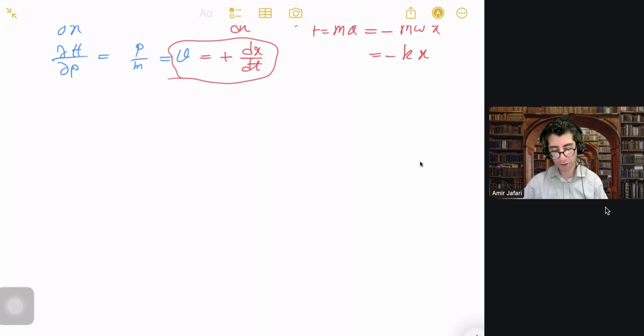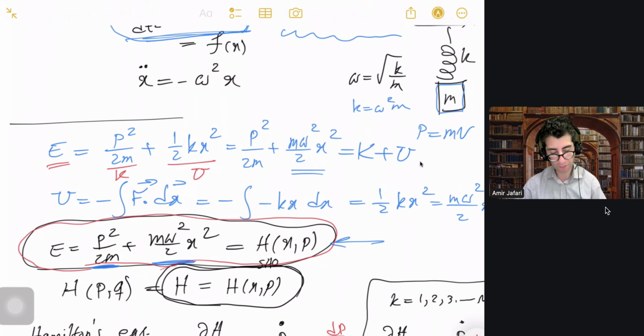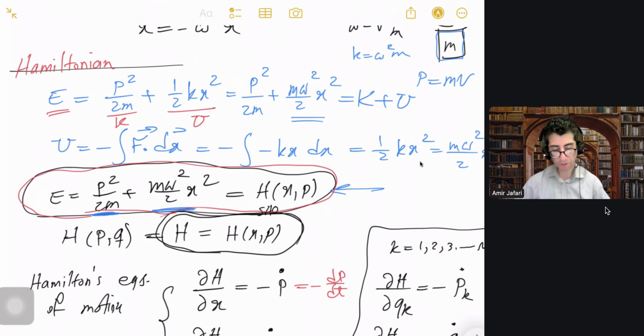Now we move to Lagrangian formalism. So this was the Hamiltonian formalism. Hamiltonian formalism defines a function, which is basically the total energy of the system, as a function of the momenta of particles, and also the generalized coordinates, the generalized positions of particles.